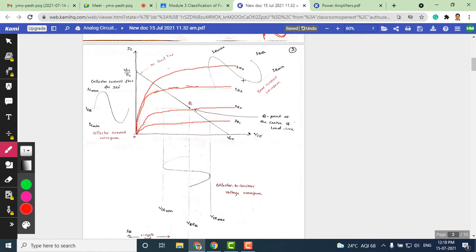You can see different base currents are shown here. This is some small value of base current, then increasing base current, then further increased base current. We have labeled them IB1, IB2, IB3, and like this IB4. So these are increasing values of base current. On the x-axis, as you can see, is the collector emitter voltage, and the y-axis is the collector current.